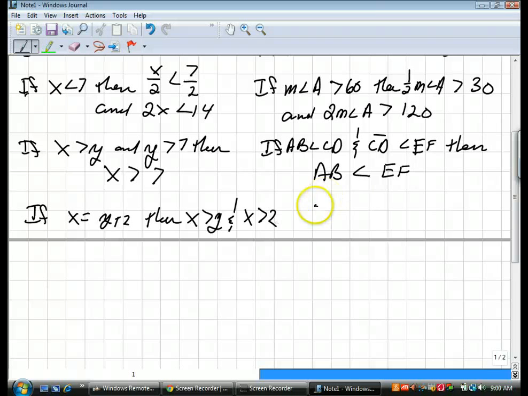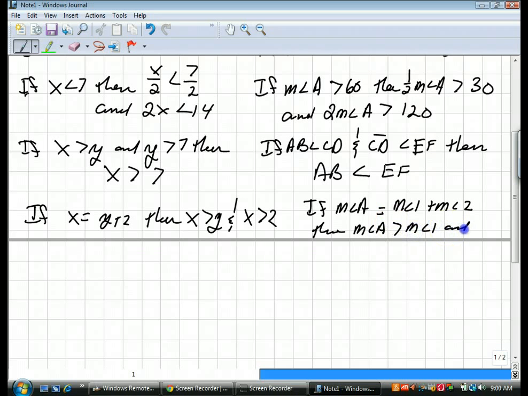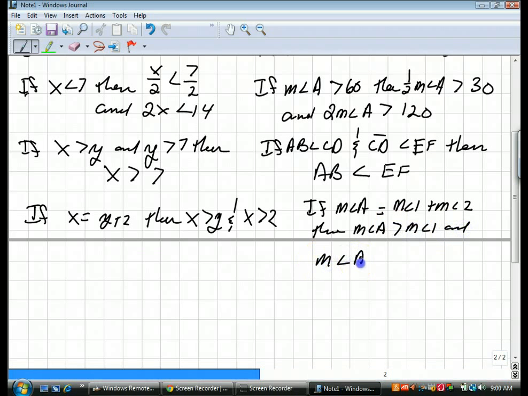And we have if measure of angle A is equal to measure of angle 1 plus measure of angle 2, then measure of angle A has to be greater than measure of angle 1, and measure of angle A has to be greater than measure of angle 2. Okay?